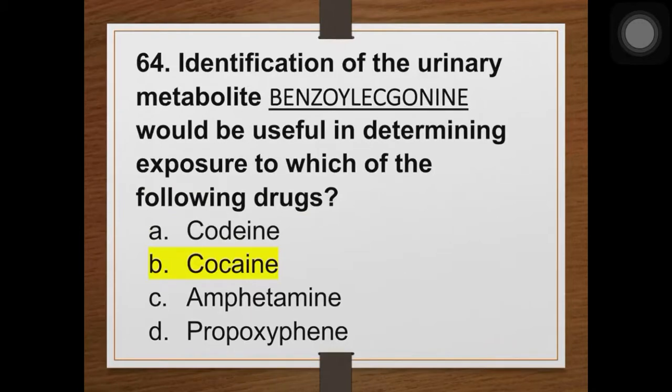Number 64, identification of the urinary metabolite benzoyl-ergonin would be useful in the determination of exposure to which of the following drugs? Benzoyl-ergonin is a metabolite of cocaine. Correct answer is 64, letter B.